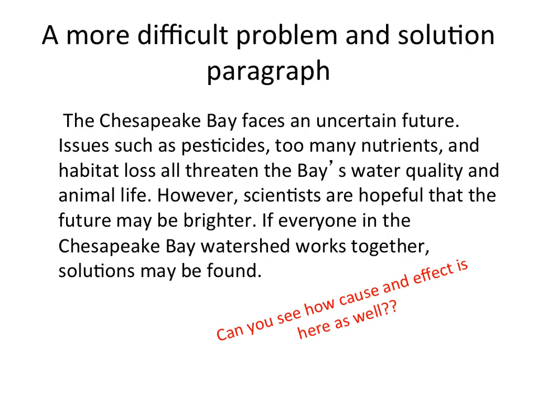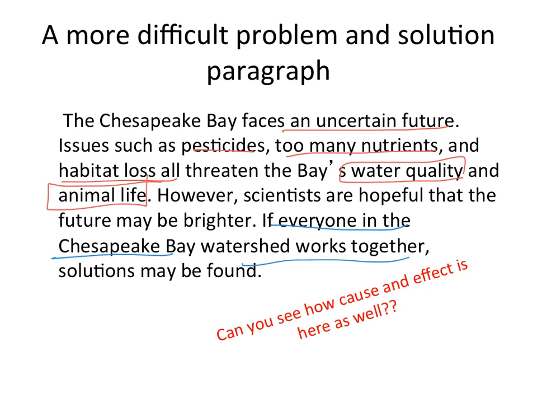Well, the problem seems to be that the Chesapeake Bay faces an uncertain future because of pesticides, too many nutrients, and habitat loss. It's also causing an effect with water quality and animal life. Is the problem really solved in this paragraph? Not really. The author suggests, though, that it can be if everyone works together. So this is an example of a problem with a hopeful solution.